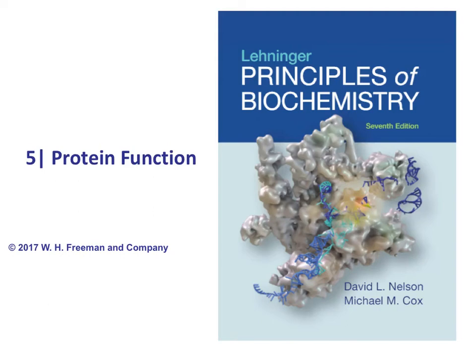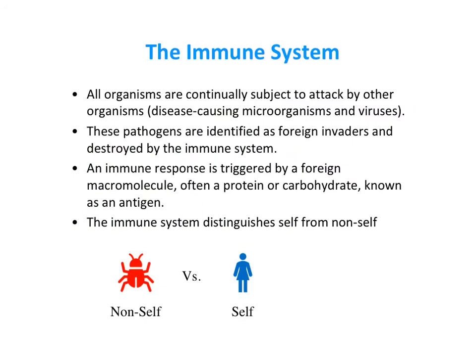This video finishes up Chapter 5. Section 5.2 discusses antibodies and the immune system. All organisms are continually subject to attack by other organisms. These pathogens are identified as foreign invaders and destroyed by the immune system. An immune response is triggered by a foreign macromolecule, often a protein or carbohydrate, known as an antigen.